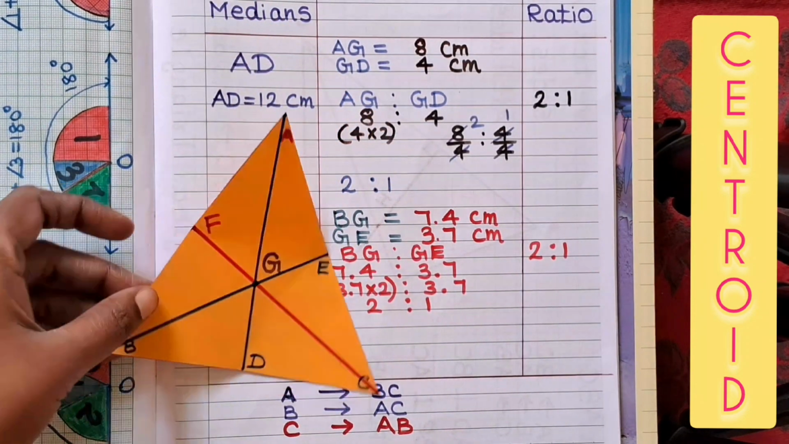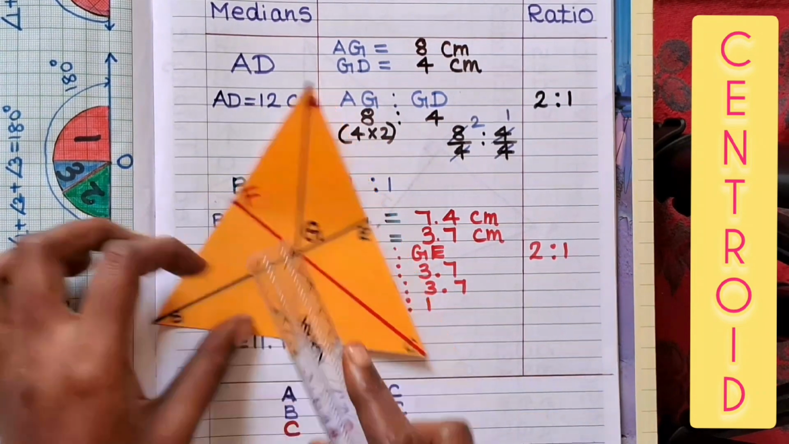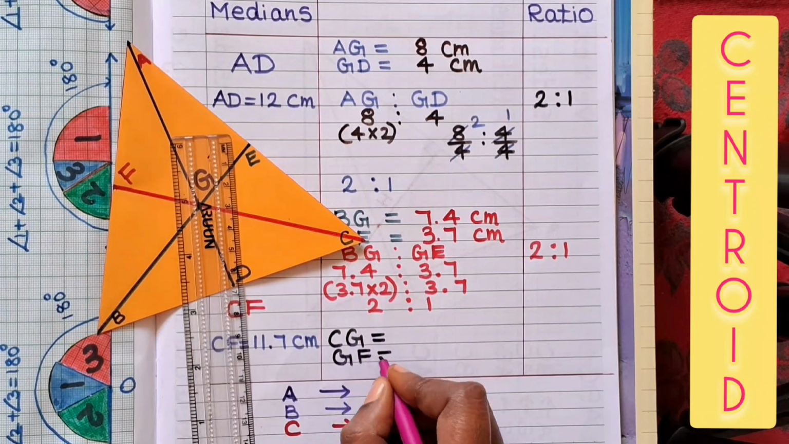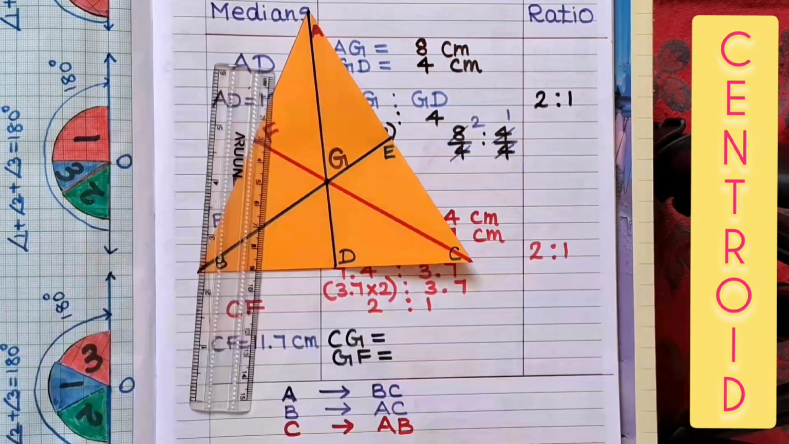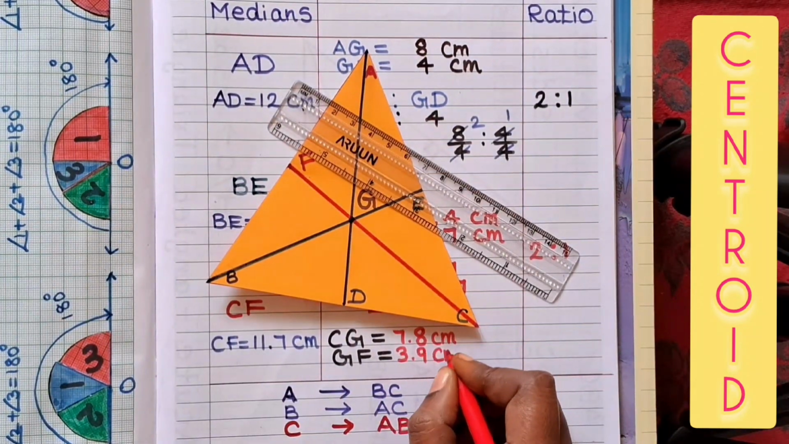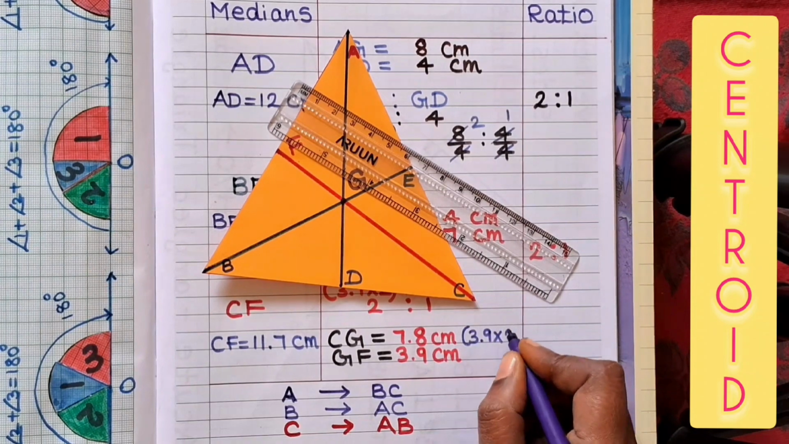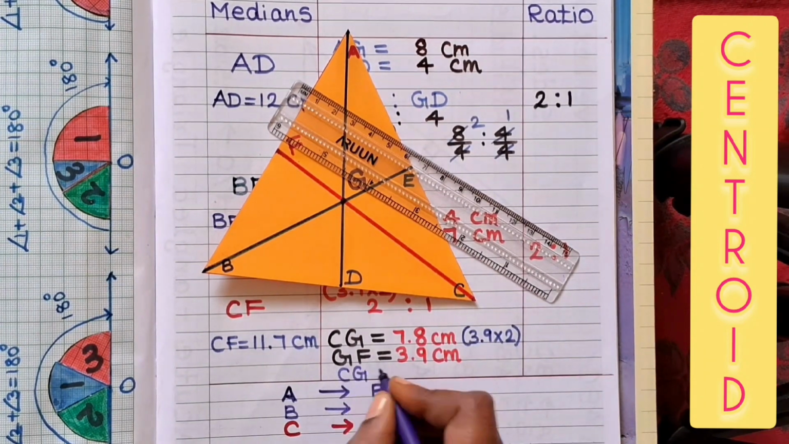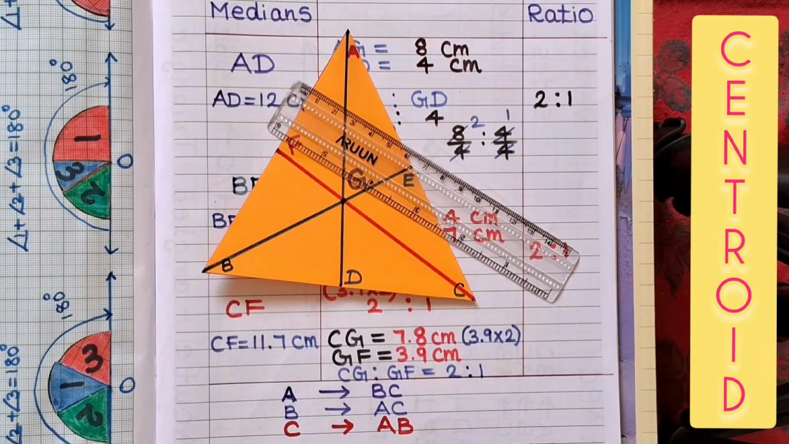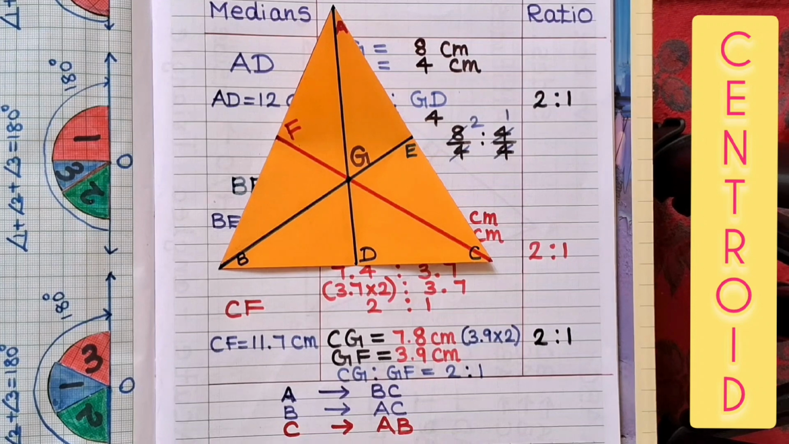Now we are going to verify the centroid G divides the third median, which is CF, in the ratio 2 is to 1. For doing that, we are going to measure CG and GF. So CG equals 7.8 centimeter and GF equals 3.9 centimeter. So CG is to GF equals 7.8 is to 3.9. So 7.8 is 2 times 3.9. From this we can conclude CG is to GF equals 2 is to 1.